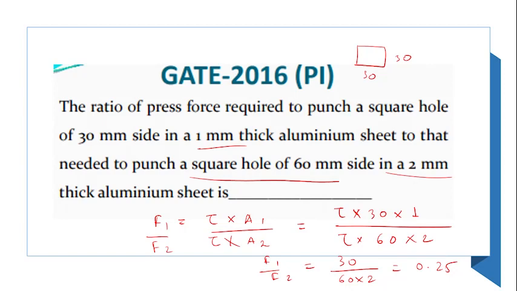Okay, any doubt in this? It will be 4 if you are calculating area, that I have already cancelled. Any doubt in this? Hello? Okay.